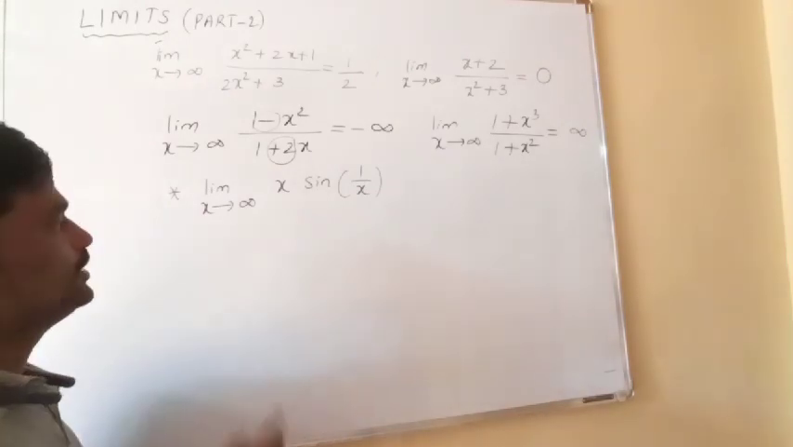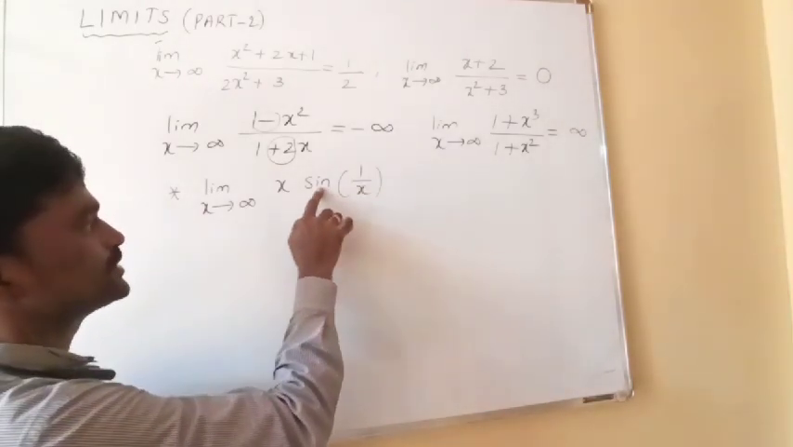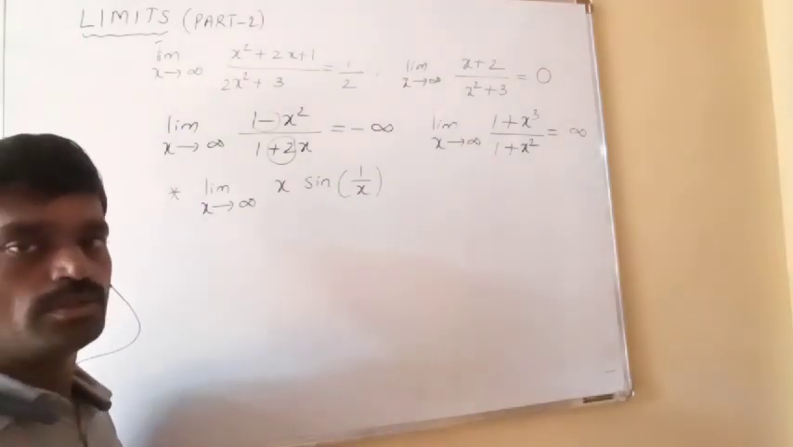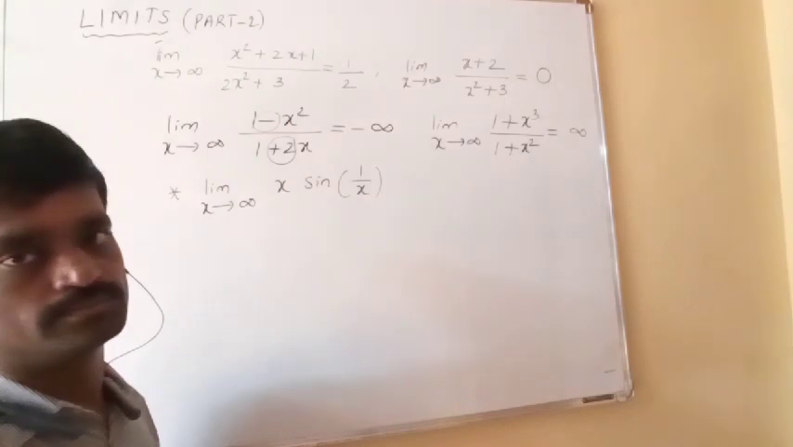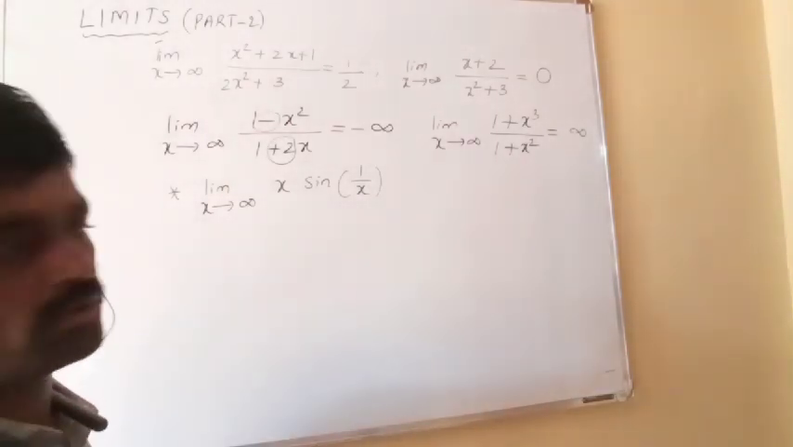So if we apply the limit directly, what are you getting now? Infinity into 1 by infinity is 0. Sine 0 is 0. So it is 0 into infinity form. 0 into infinity form means it is an indeterminate form. So try to convert it into 0 by 0 or infinity by infinity form.